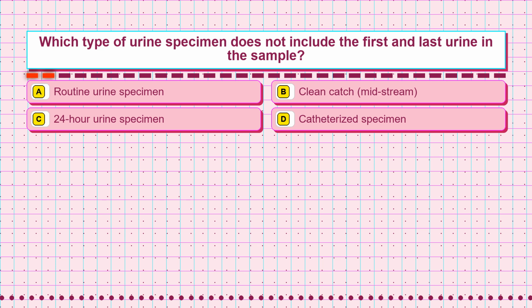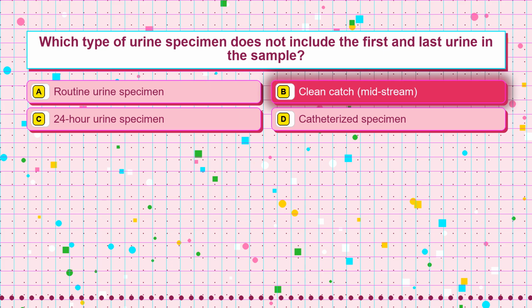Question 48. Which type of urine specimen does not include the first and last urine in the sample? Option A. A routine urine specimen. Option B. A clean catch, midstream. Option C. A 24-hour urine specimen. Option D. Catheterized specimen.